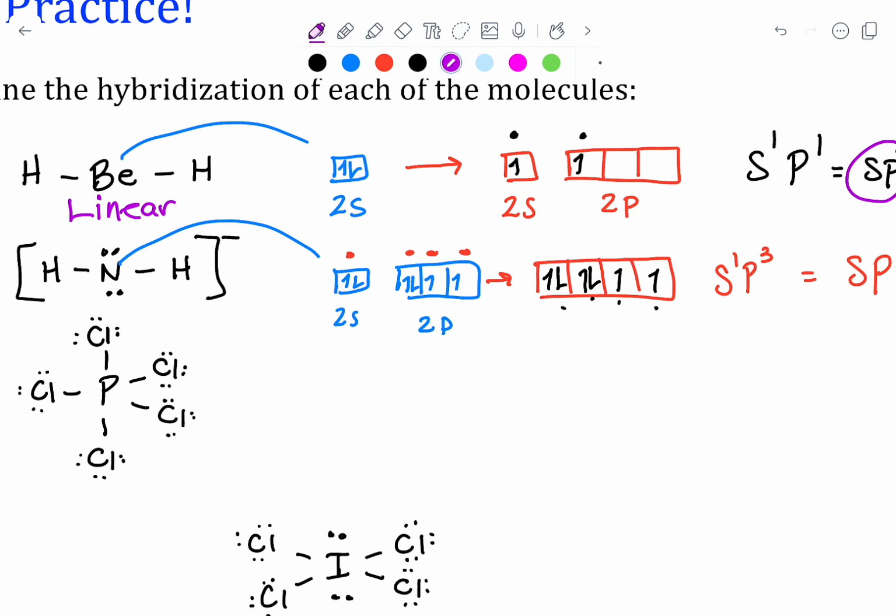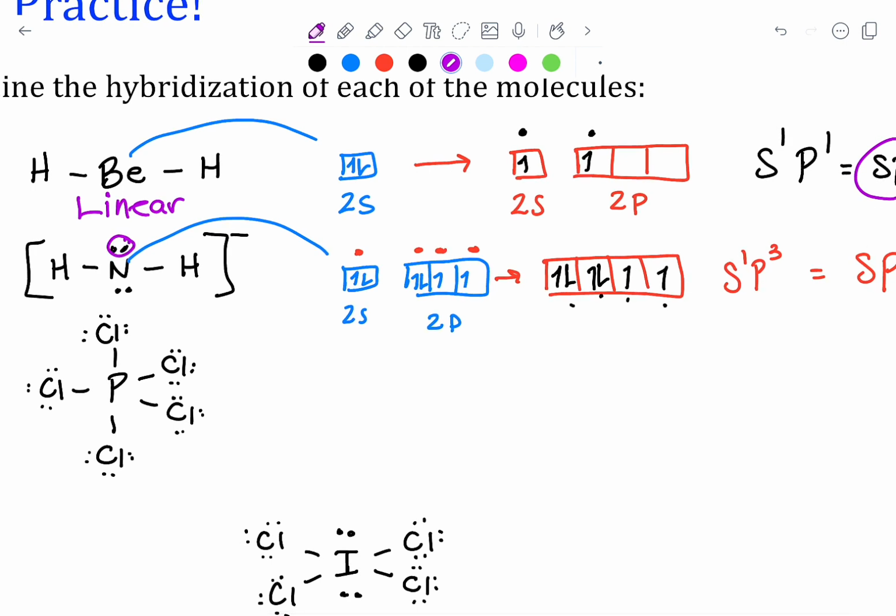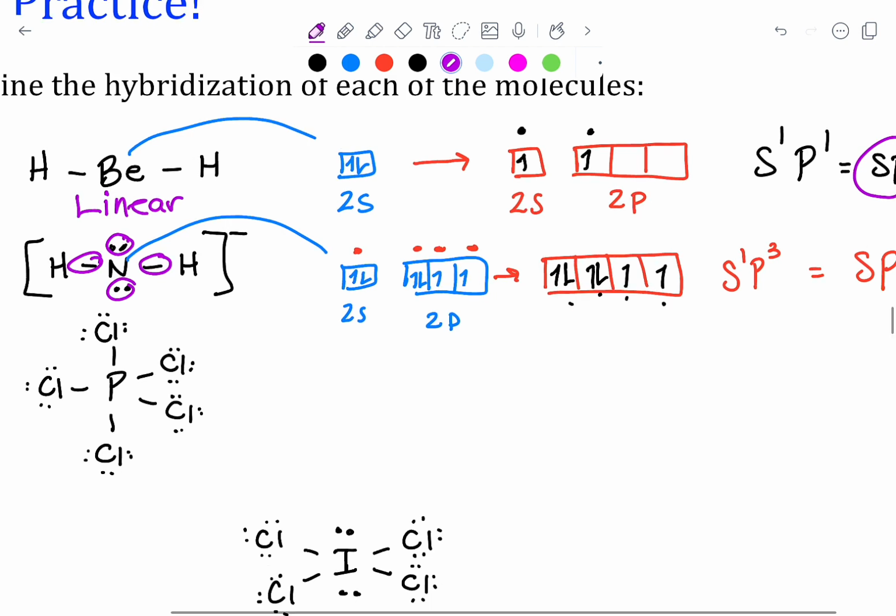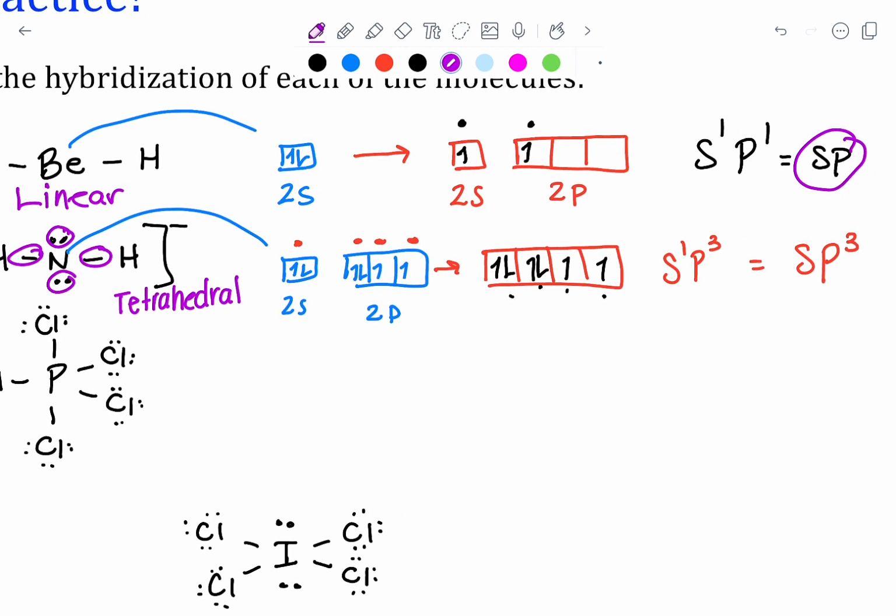Now again, to relate this to our geometry, okay, we have 1, 2, 3, 4 electron domains, meaning this is tetrahedral. And if we look on our chart, tetrahedral has 4 electron domains, and that corresponds to sp3 hybridization. We can also, again, do our sum there. We have s1p3 that equals 4. That's 4 electron domains. 4 electron domains is tetrahedral.